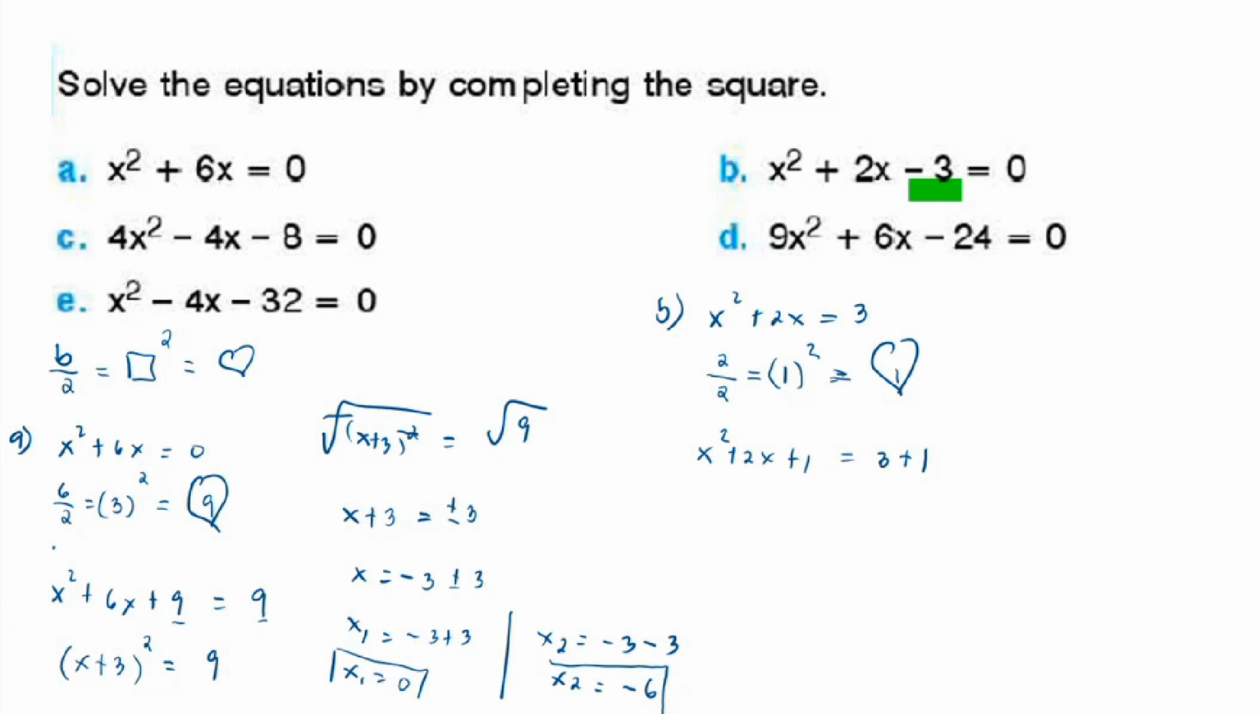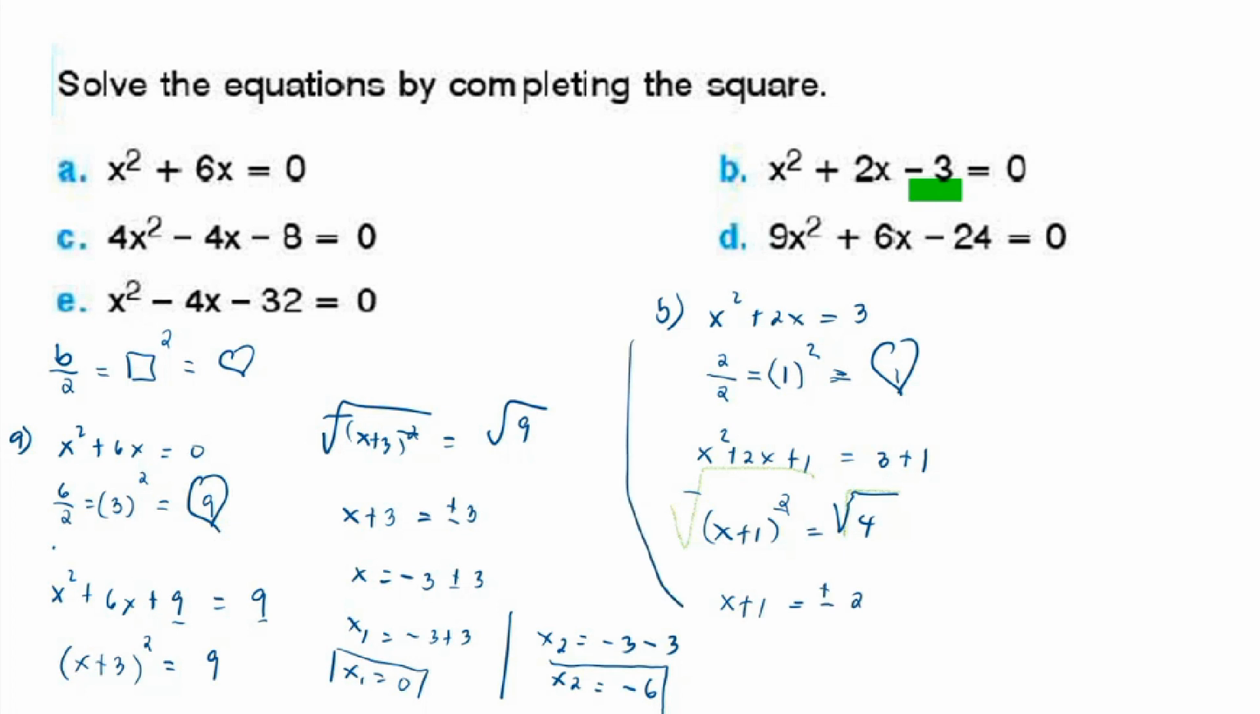All right. So simplifying this one, the left-hand side now is a perfect square trinomial, whose factor is x plus 1. The quantity of this squared equals 4. Now to eliminate the power of 2, we need to take the square root. So we take the square root of this side and this side, so the power will be cancelled. Therefore, the remaining is the radicand, which is x plus 1, equals the square root of 4, which is positive and negative 2.